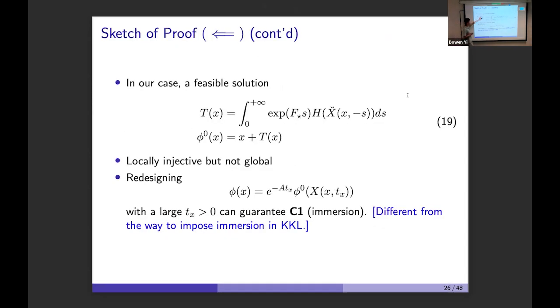So in our case, a feasible solution to the Koopman mapping can be obtained in this form. Unfortunately, this solution only defines a locally injective mapping phi. Our task is to guarantee the Koopman mapping is injective globally, so we need to make some modification to obtain the Koopman mapping. And our solution is to obtain the Koopman mapping in this form.